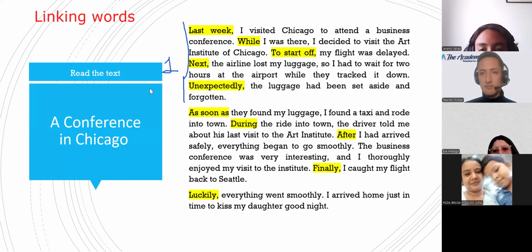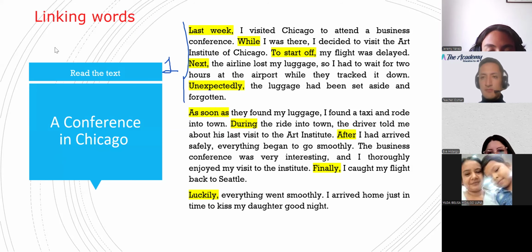Last week, I visited Chicago to attend a business conference. While I was there, I decided to visit the Art Institute of Chicago. To start off, my flight was delayed. Next, the airline lost my luggage, so I had to wait for 2 hours at the airport while they tracked it down. Unexpectedly, the luggage had been set aside and forgotten.